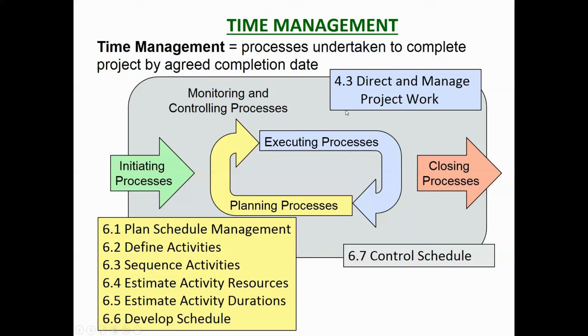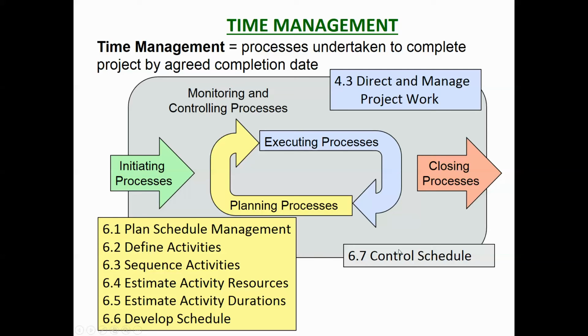The executing is actually part of the direct and manage project work. Remember, we looked at this in the previous videos about scope. Scope, time and cost are all managed as one package because they are so closely interlinked. You make a change to time, it's going to affect cost. You make a change to scope, it's going to affect cost and time, and so on. So you can't really manage them as separate processes. That's why the direct and manage project work covers scope, time and cost, the execution part of it when you're actually doing it.